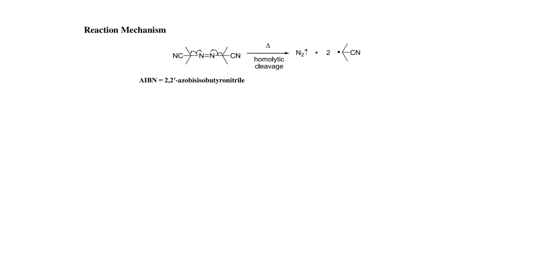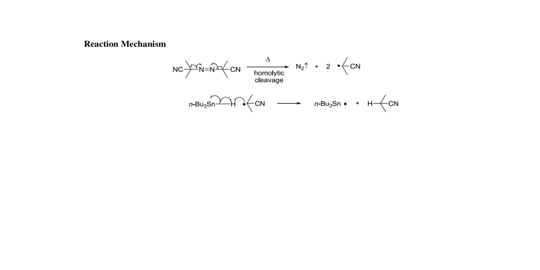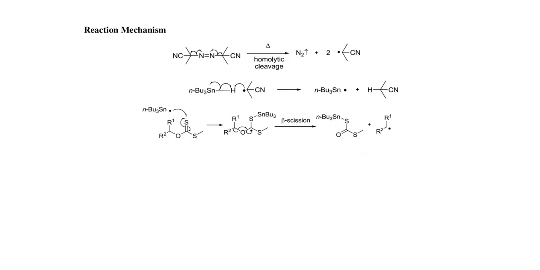In the first step, azobisisobutyronitrile homolytically cleaves in the presence of heat to generate a tertiary radical. This tertiary radical then interacts with tributyltin hydride, and it results in the homolytic cleavage of the tin hydride. So one of the bonded electrons will move onto the tin atom, and one hydrogen radical will interact with this tertiary radical, and it will form this compound. So this tin radical is the catalytically active species. This catalytically active species then reacts with the thiocarbonyl derivatives.